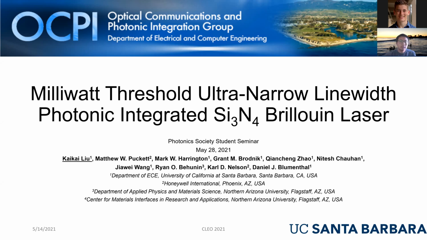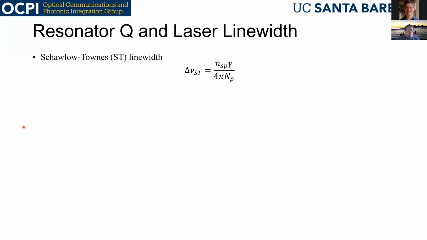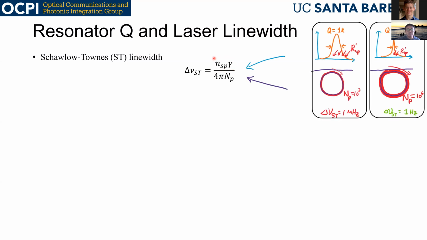Okay, great, thanks. My talk today focuses on Brillouin lasers. This is our recent work: a milliwatt threshold, ultra narrow linewidth photonic integrated silicon nitride Brillouin laser. As we all know, traditionally the resonator Q is a very crucial parameter to achieve narrow linewidth laser emission. This is the famous Schawlow-Townes linewidth equation, where there are two parts at play, the upper part and the lower part. The upper part is the spontaneous emission rate captured by the lasing mode, and the lower part is the buildup of the intracavity photon number.